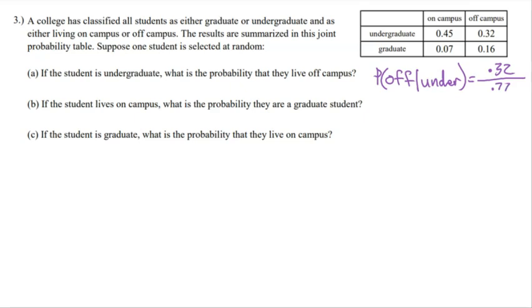And so, again, let me clarify that the way we're going to do this is assuming they're already an undergraduate. So we're going to put the probability of undergraduate, and the probability of undergraduate is the combination of both of these categories. We're leaving out graduate completely. We're not even looking at it, okay? And then in the numerator, we want the undergraduates that are off campus, and that's right here, 0.32. So our answer is going to be whatever 0.32 divided by 0.77 is.